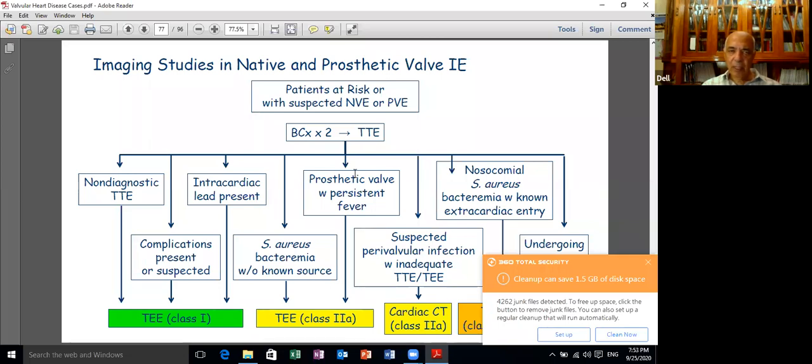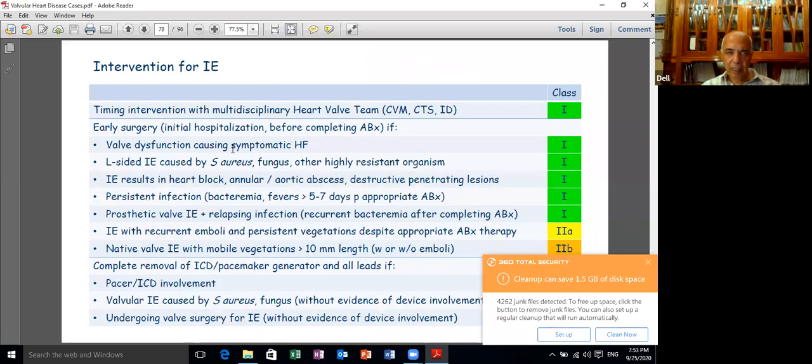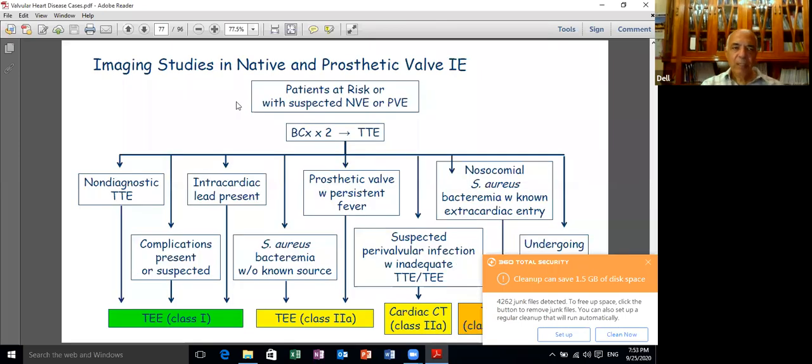So usually at least 85% of patients with infective endocarditis need a transesophageal echocardiogram. It's a class 1 indication to get a transesophageal echocardiogram if the transthoracic is non-diagnostic, or if there is a complication or suspected complications, or if there is evidence of intracardiac lead infection.